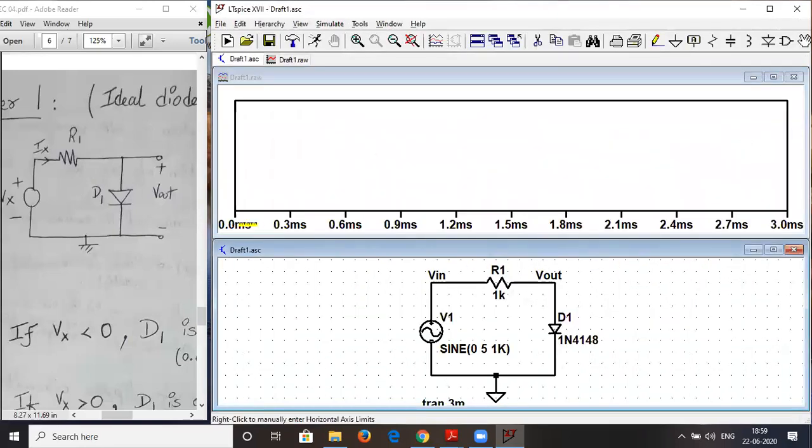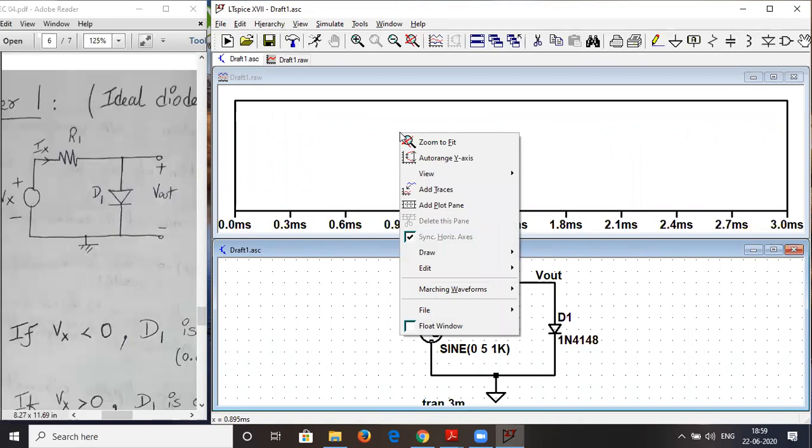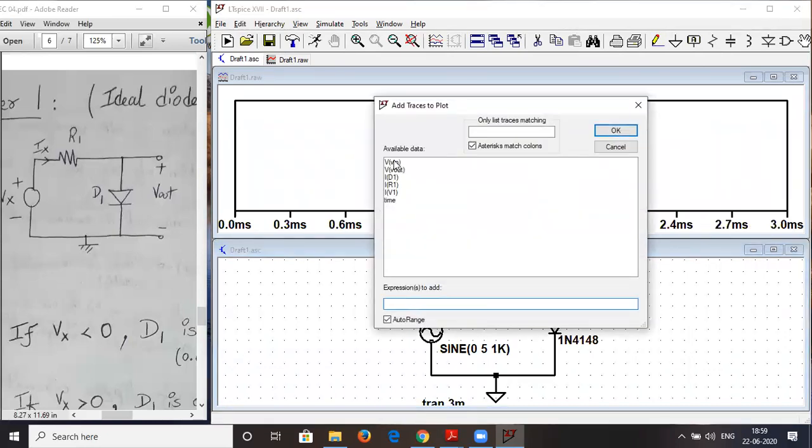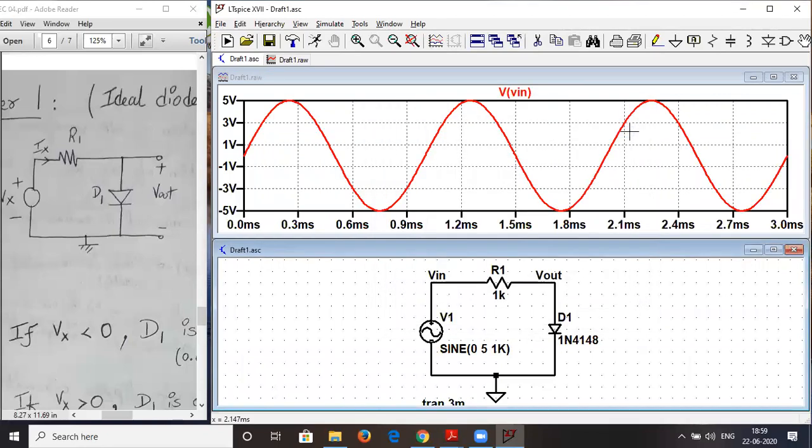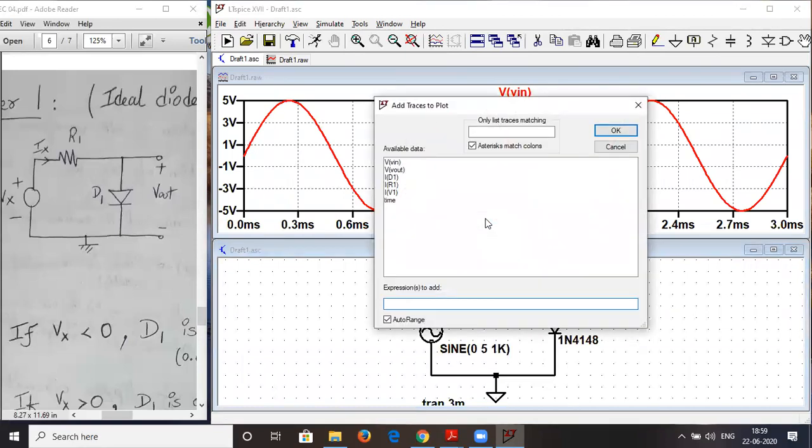As you can see, as soon as I do that, a blank screen comes up with the x-axis starting from 0 and ending at 3 milliseconds. Now I can right click on this blank screen and click on add trace. Here I will see the parameters. I'll plot V in first. As you can see, V in is plotted with a peak to peak value of 10 volts and 3 sinusoidal cycles as desired. Now we'll plot V out. We don't know what the circuit will do.